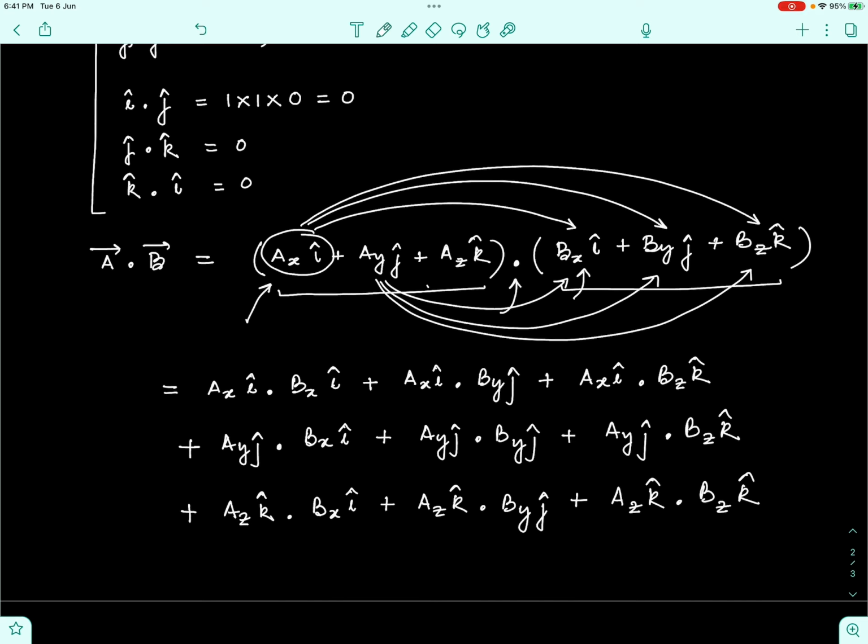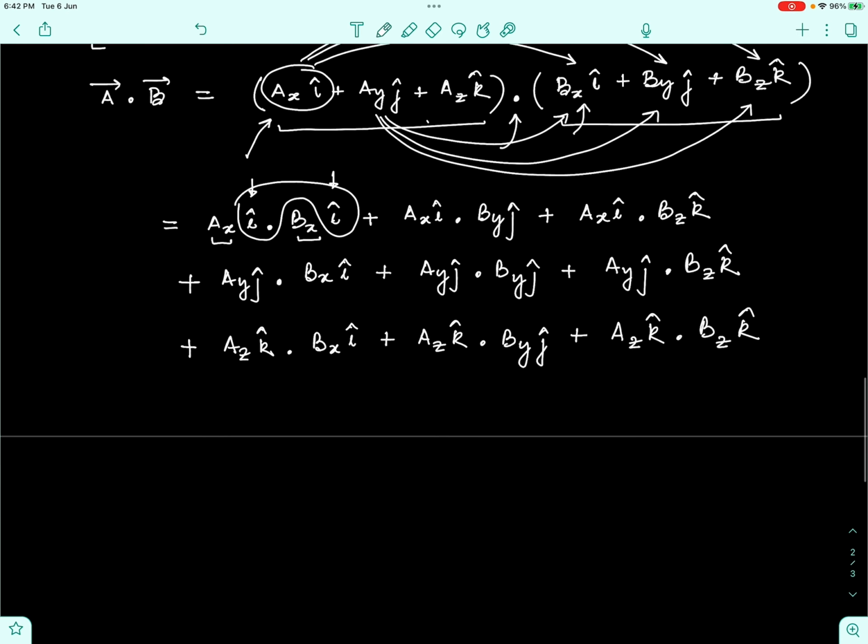Now we need to find out the value of each of these 9 terms one by one. So let us start with the first term. The first term contains ax and bx as 2 values. These are just 2 numbers, right? The components of the vectors a and b along their x axis. And the vectors that we have here are this i cap and this i cap. So we are essentially trying to do i cap dot i cap here. And we know that the value of i cap dot i cap is 1, right?